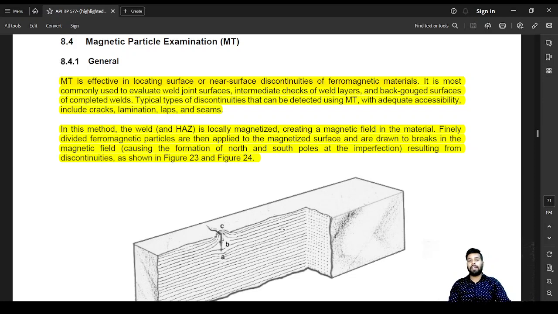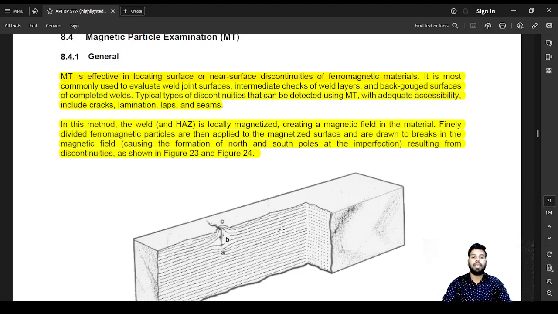This change in the magnetic field, or the disruption in the magnetic field, can be seen by spraying iron powders or iron particles on it. These iron particles will be attracted not only to the poles of the yoke, but also to the areas where the magnetic disruption or flux leakage is happening, and this will help you identify where the discontinuity is. In this method, the weld and the heat affected zone are magnetized, creating a magnetic field in the material. Finely divided ferromagnetic particles are then applied to the magnetized surface and are drawn to breaks in the magnetic field, revealing the discontinuity.